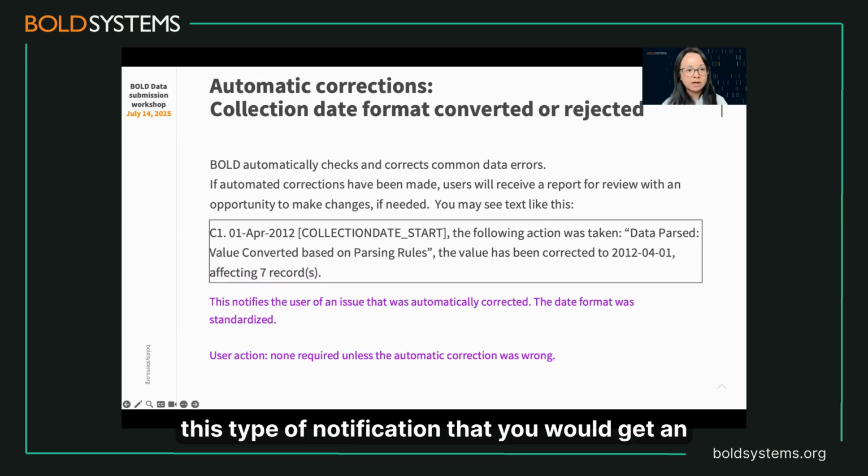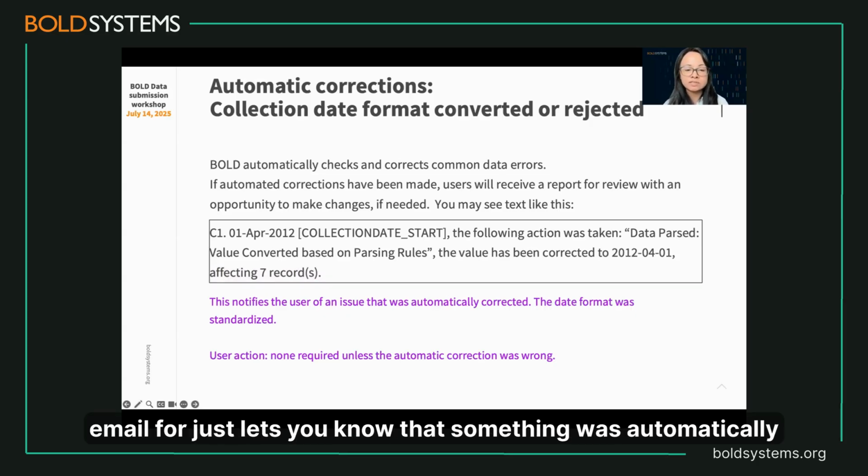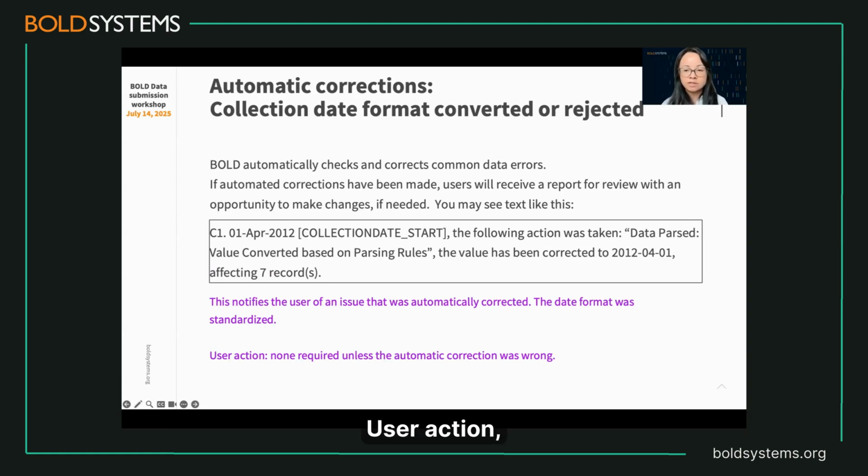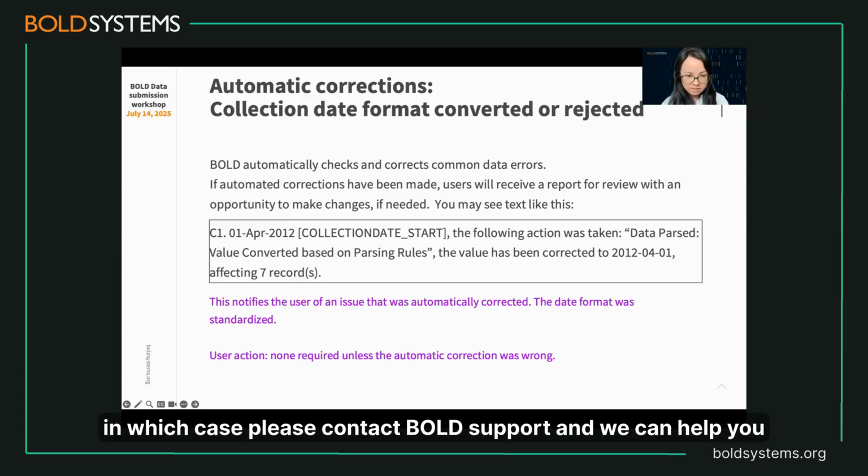So essentially, this type of notification that you would get an email for just lets you know that something was automatically corrected. The date format was standardized. User action: no action is required unless you think that the correction was incorrect, in which case, please contact BOLD support and we can help you with that.